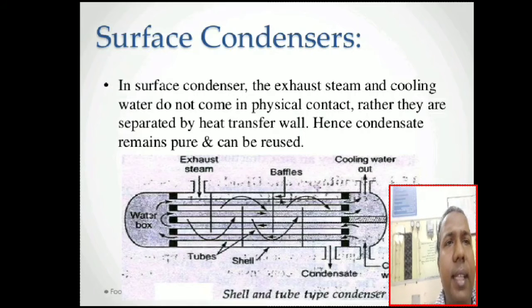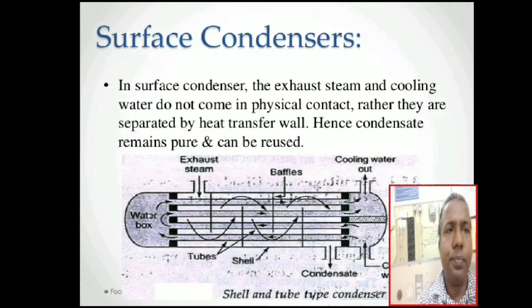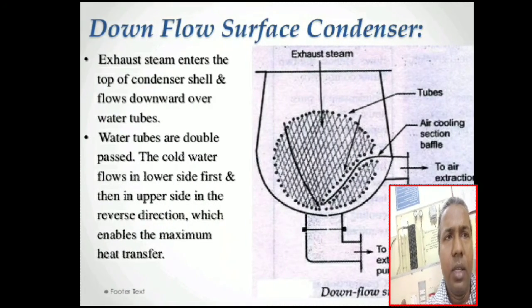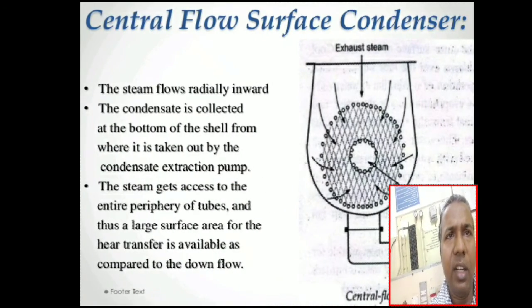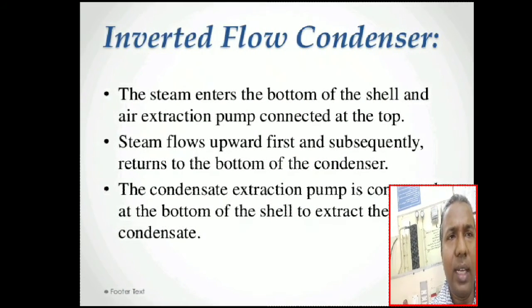So in this surface condenser, the water is free from impurities. Suppose we have added makeup water, and if impurities are there in this makeup water, it can be troublesome. So this problem can be avoided in surface condenser. These surface condensers are further classified into downflow surface condenser, central flow surface condenser, inverted flow condenser.